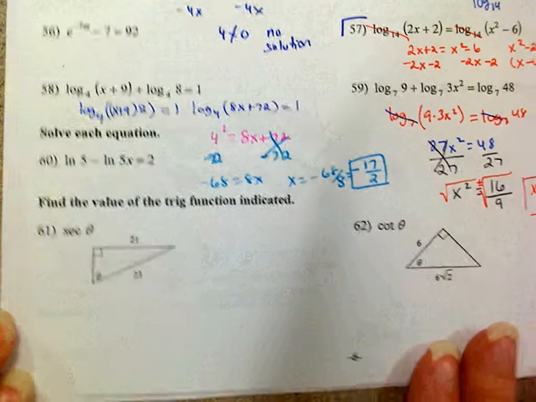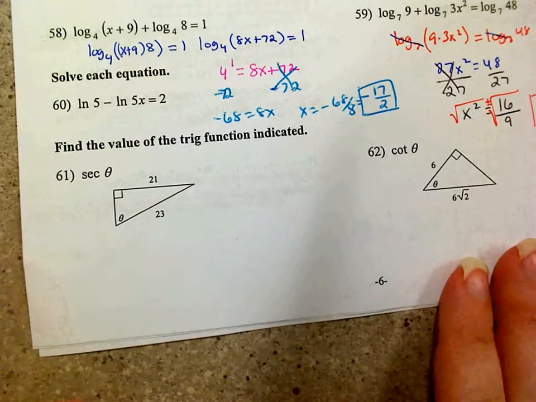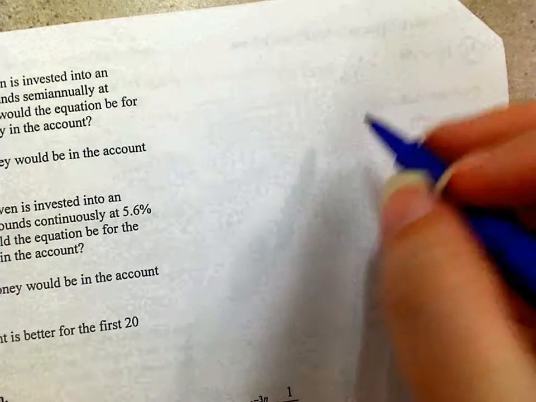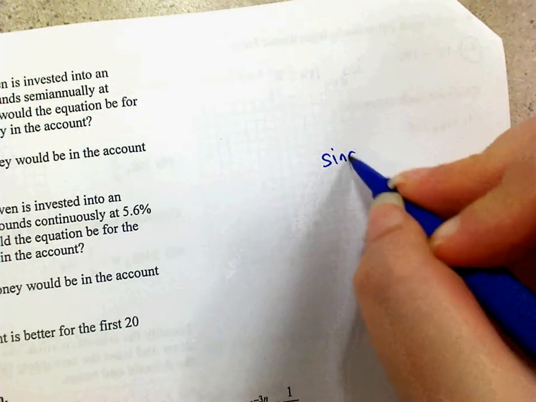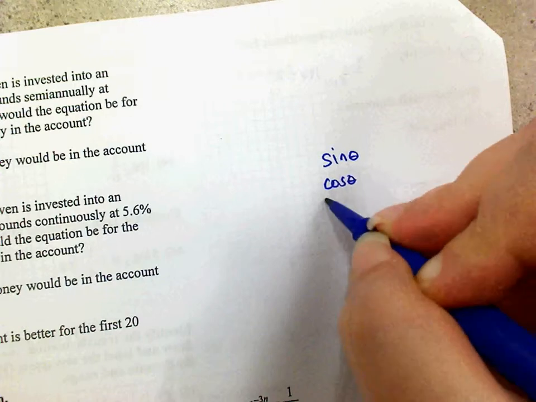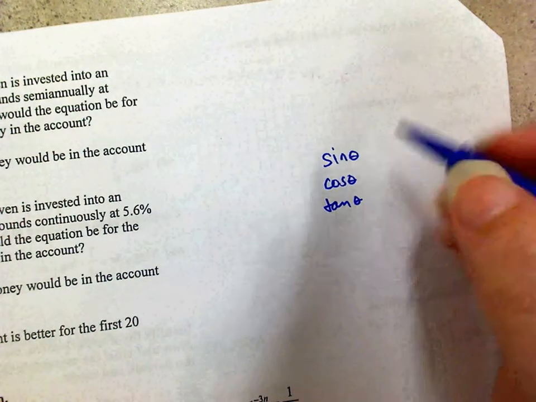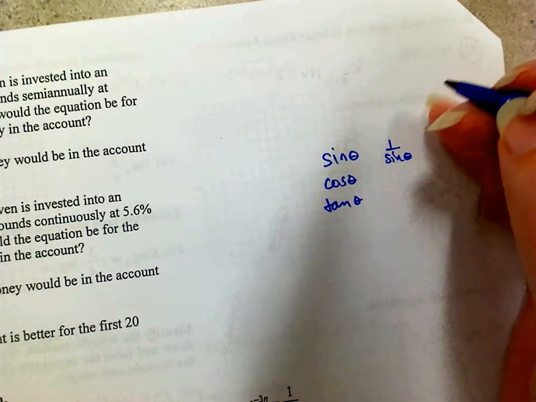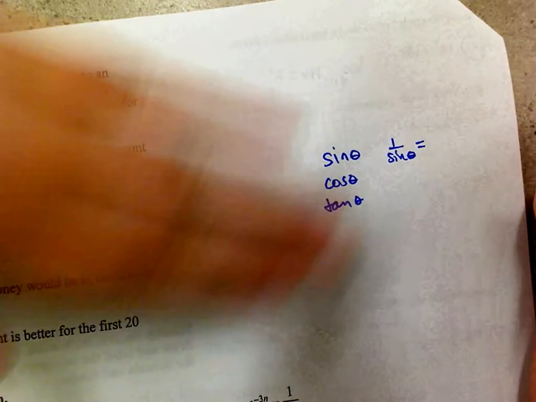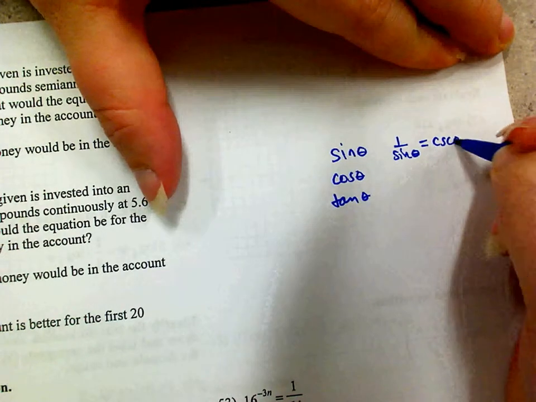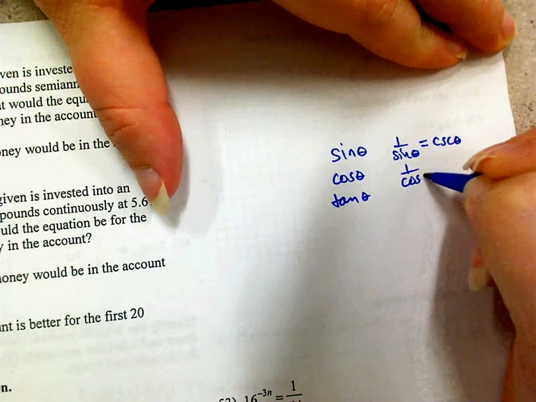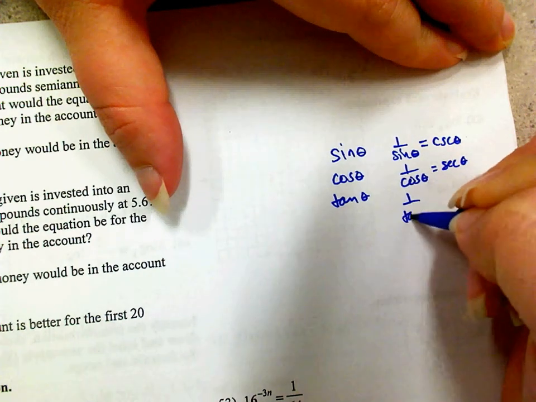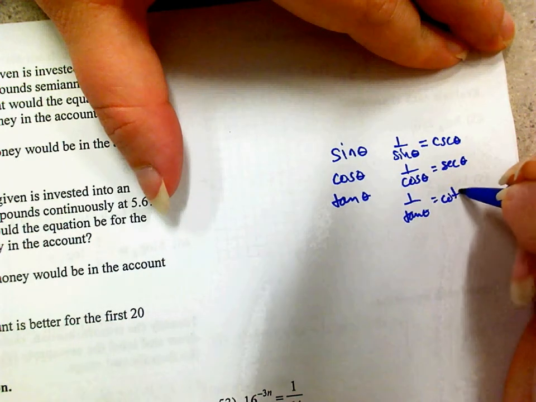Let's talk about secant. Remember, as far as your trig functions go, there's sine, there's cosine, there's tangent, and the reciprocal of sine, 1 over sine, is cosecant of theta. The reciprocal of cosine is secant of theta, and the reciprocal of tangent is cotangent of theta. Remember, S and C, C and S, tangent, cotangent.